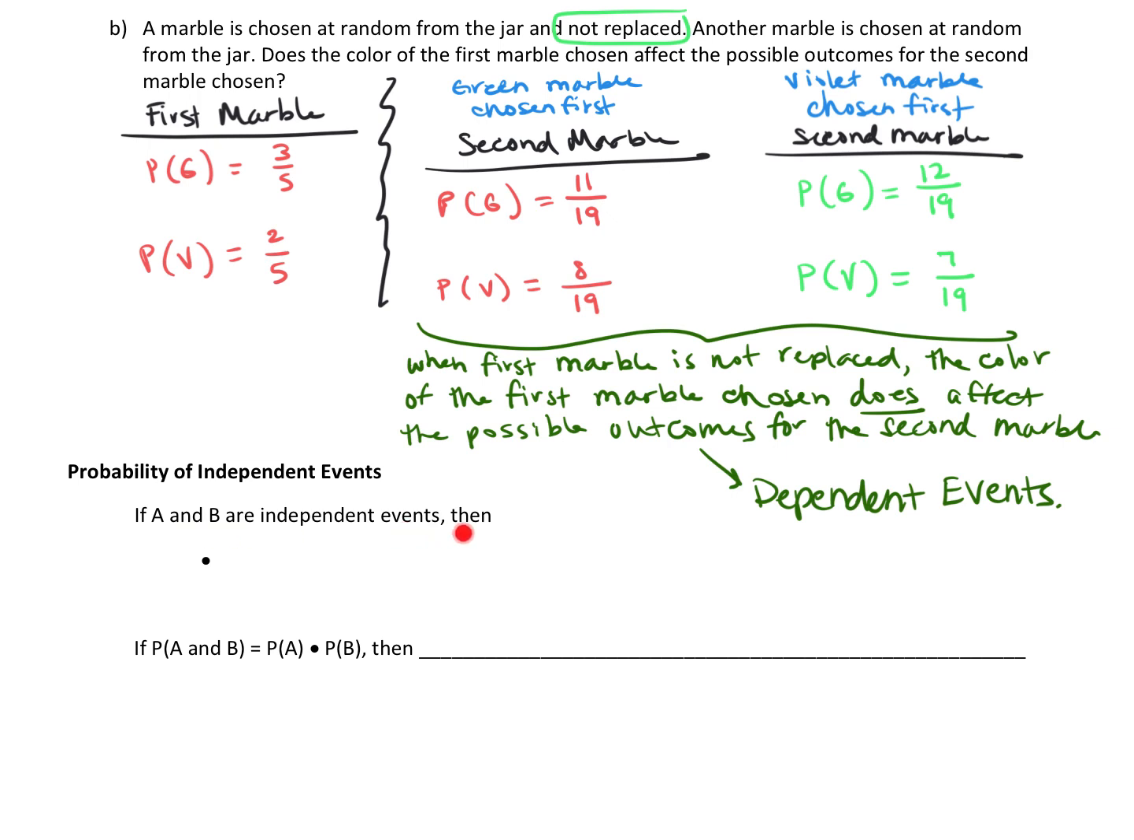All right. If A and B are independent events, then the probability of A and B occurring will be the probability of A times the probability of B. We're going to get into this in the next example, actually finding the probabilities. And if you know that the probability of A and B is equal to the probability of A times the probability of B, then that means that A and B are independent events. So it kind of goes both ways depending on what you know first.